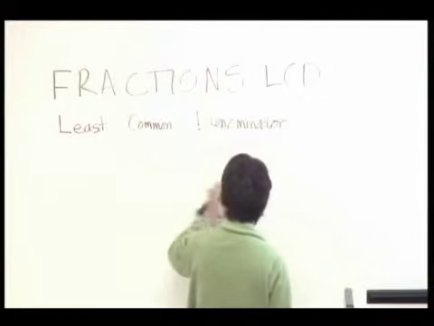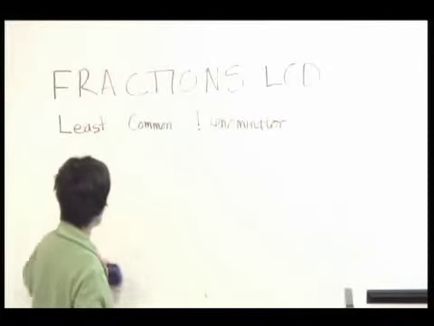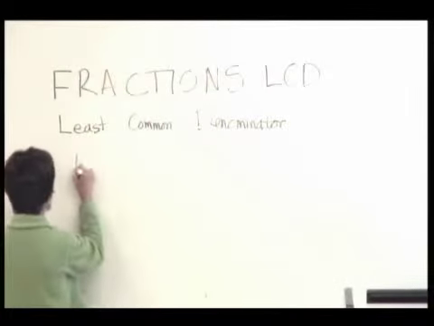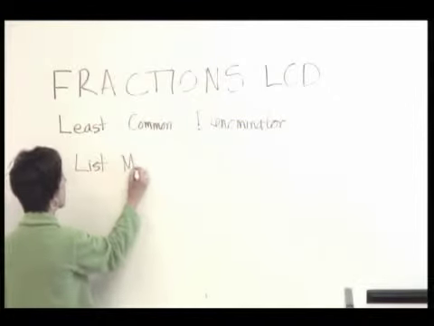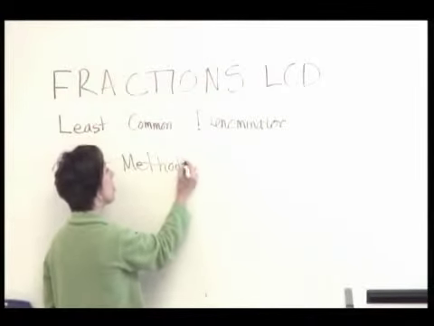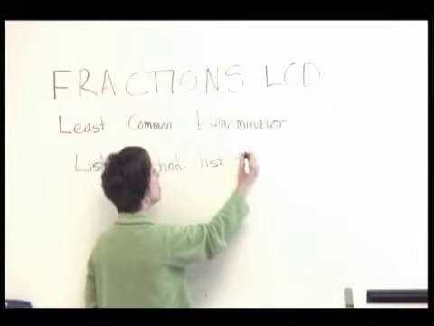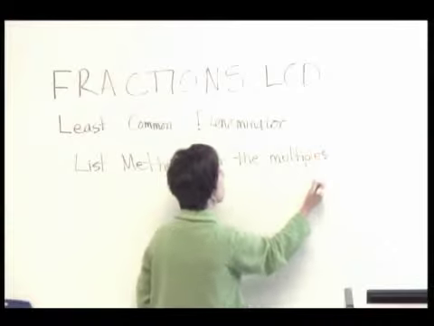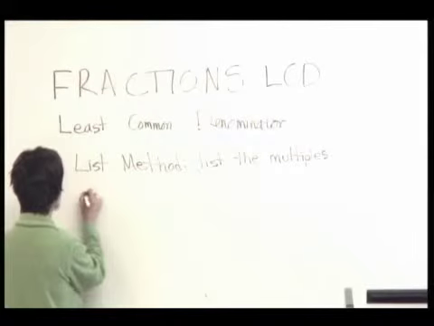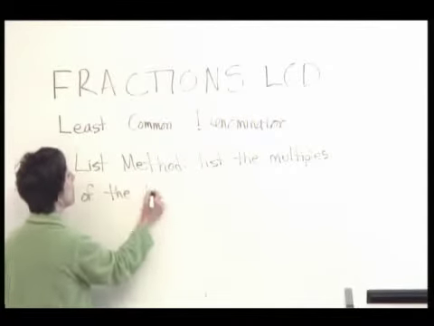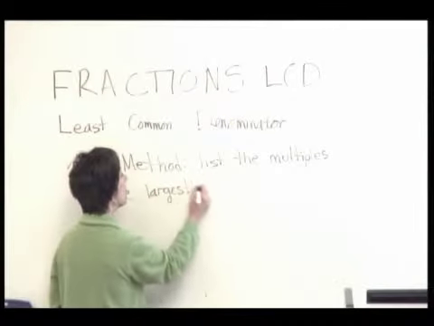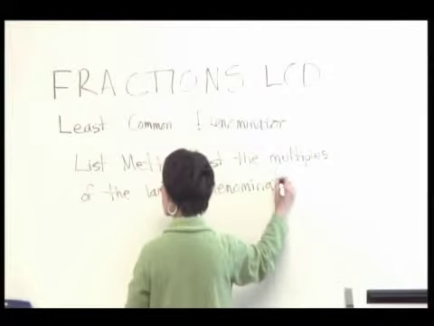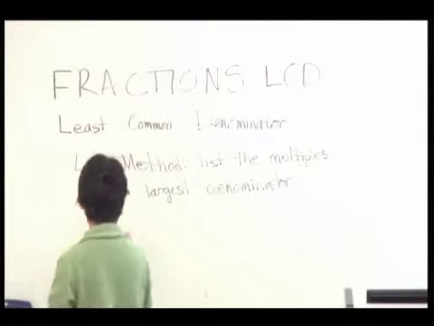But we can look at a more systematic way of using our multiplication facts, and it's what I call the list method. And what we do is we list the multiples of the largest denominator.